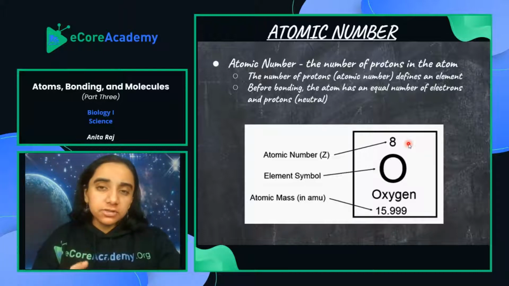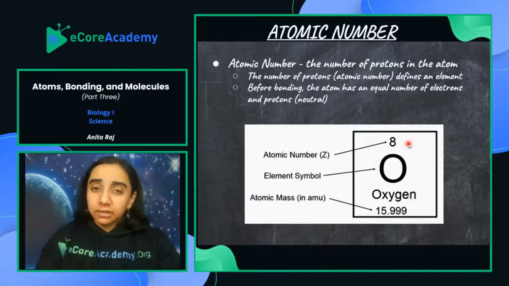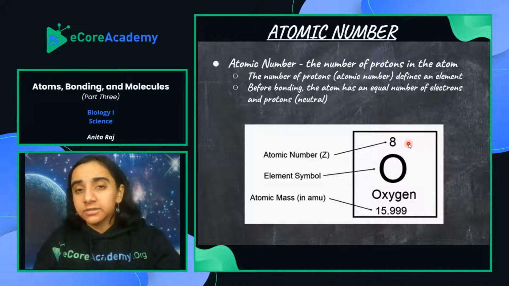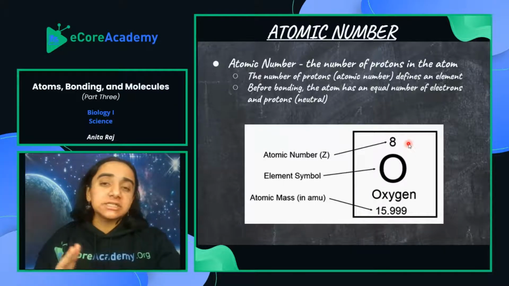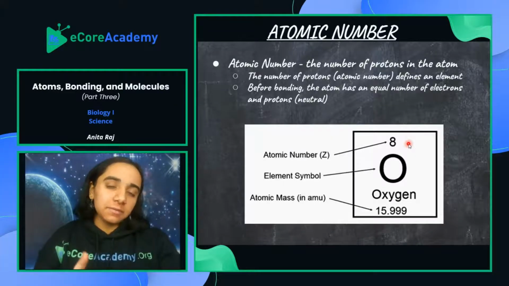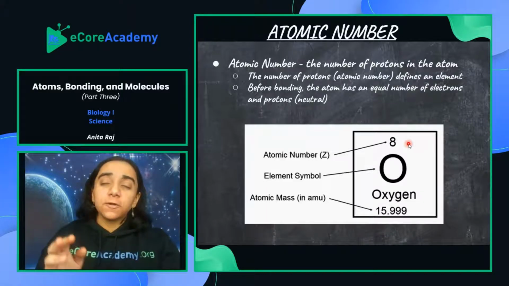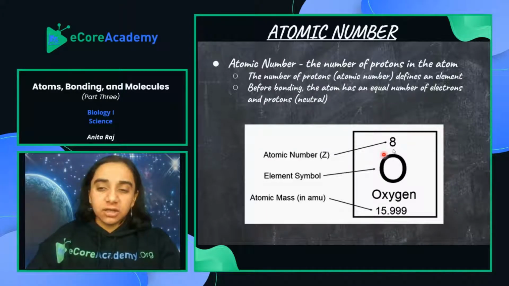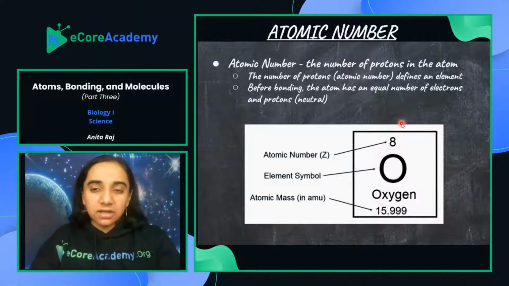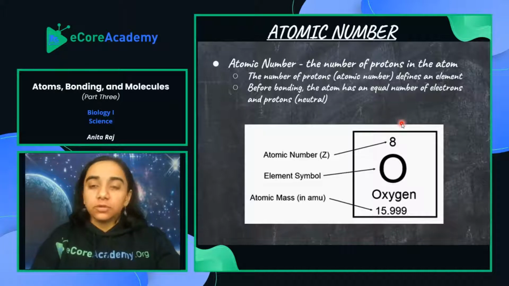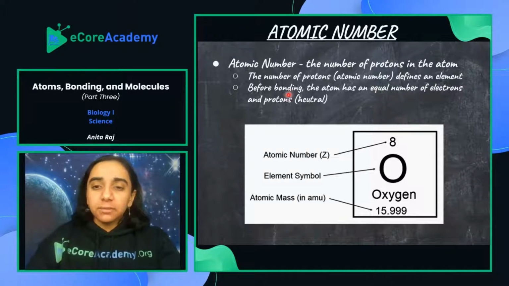If it undergoes a chemical reaction where a second proton is added to the nucleus, it's no longer hydrogen. It's now helium because helium's atomic number is 2. So just like that, if we removed or added protons to oxygen, it would become a different atom. It'd no longer be oxygen. And again, before bonding, the atom has an equal number of electrons and protons, which means it's neutral.